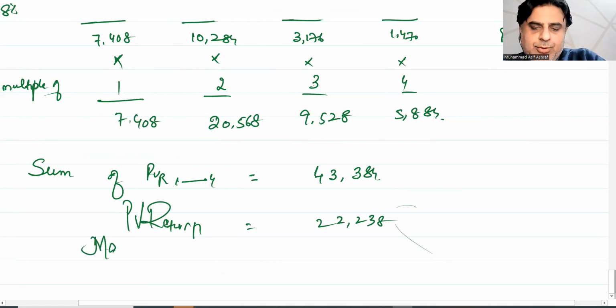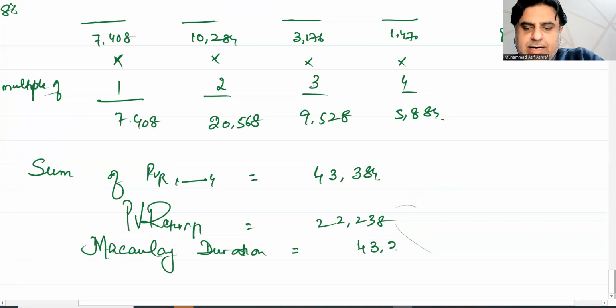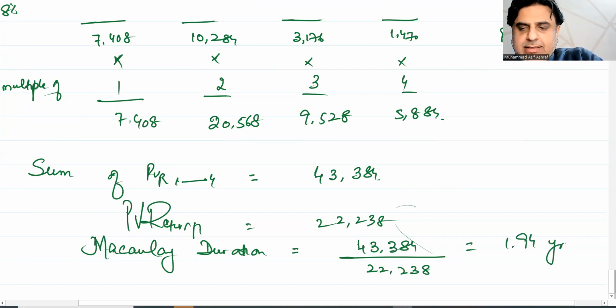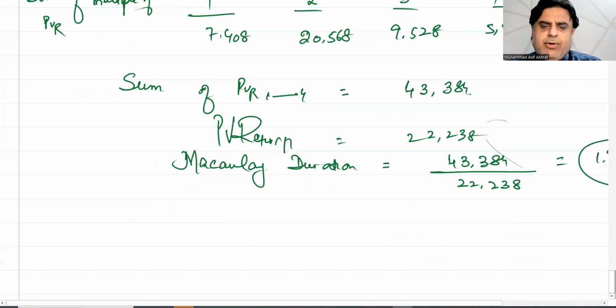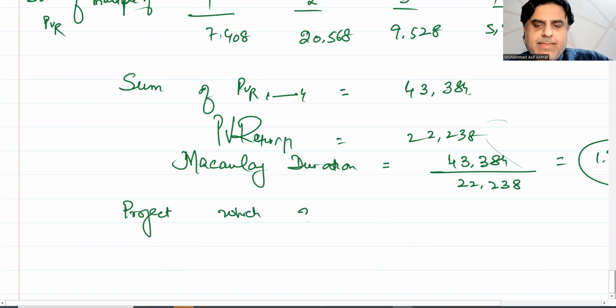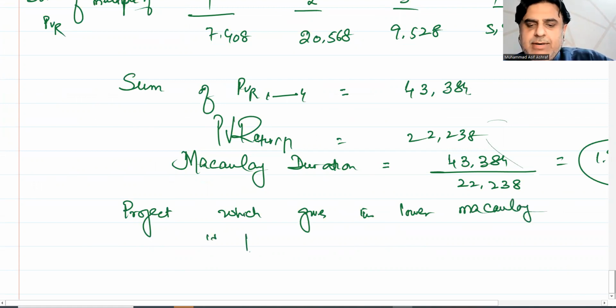So now put it in the equation of Macaulay duration. It is the sum divided by the present value of return phase, 43384 divided by 22238, which is 1.94 years. So definitely the project which gives the lower Macaulay duration is preferable.